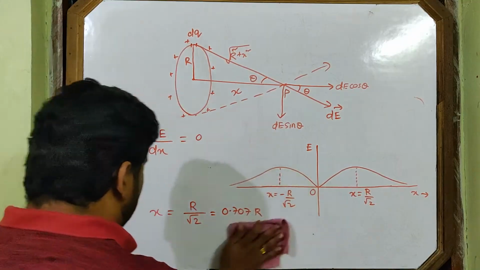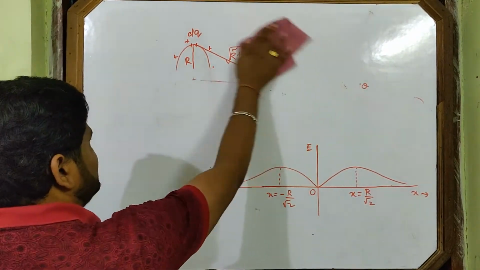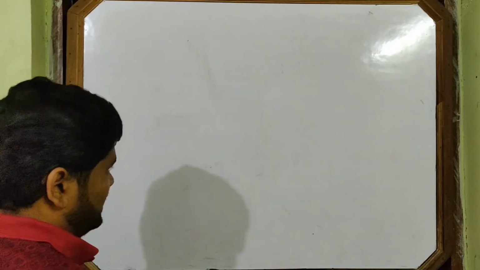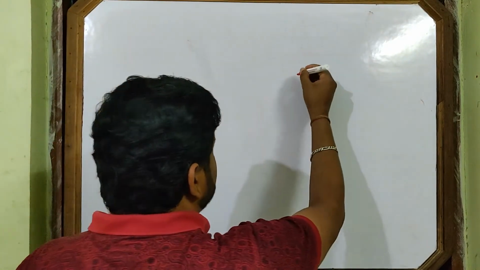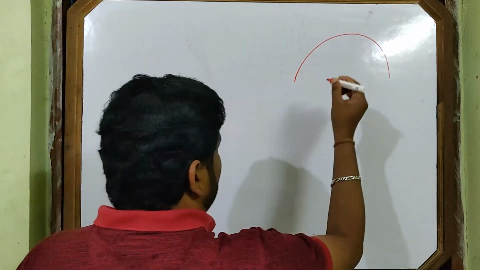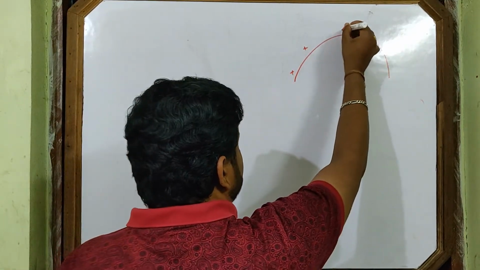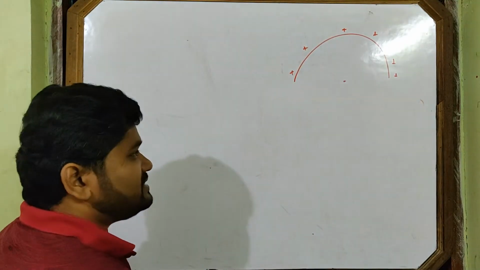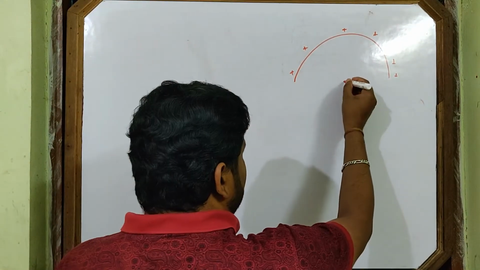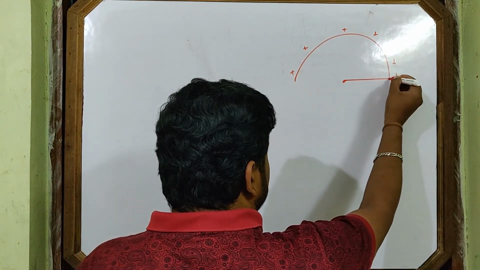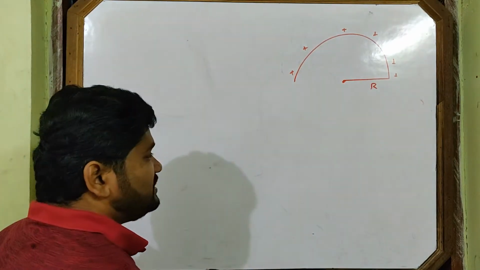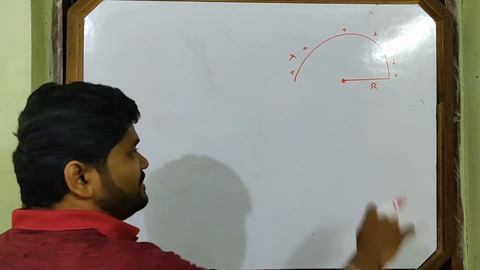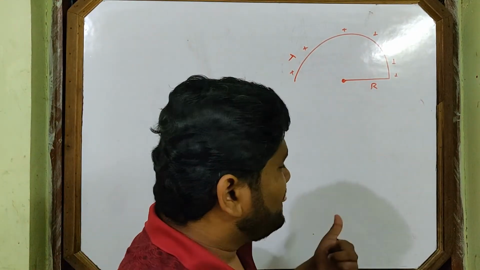Let's go to the third question: electric field due to an arc. What happens to the electric field due to an arc? Let's consider this is one arc. This is a charged arc, positively charged. We'll find the electric field at the center of the arc. The radius of the arc is R. Linear charge density is lambda. This is given. How will we find it?